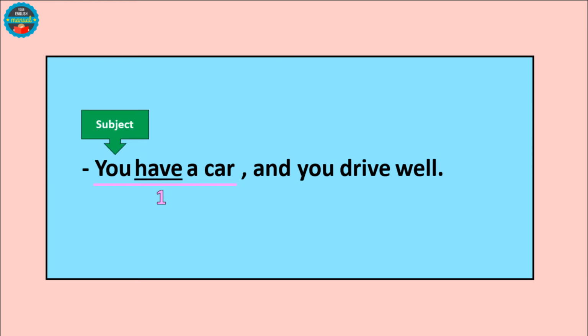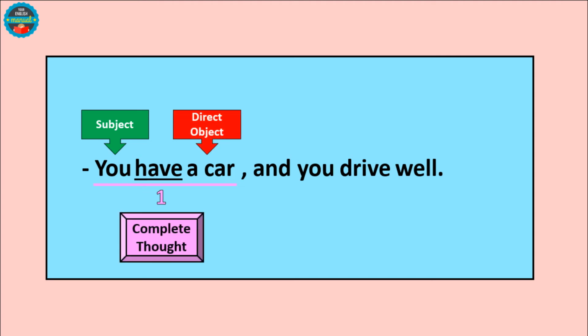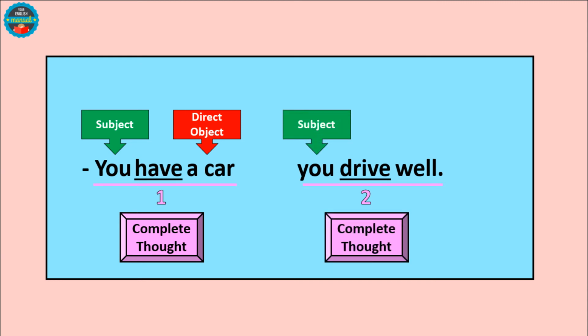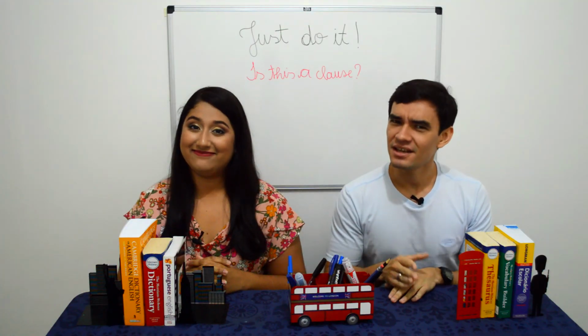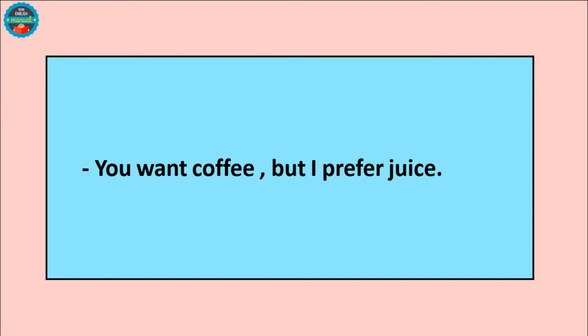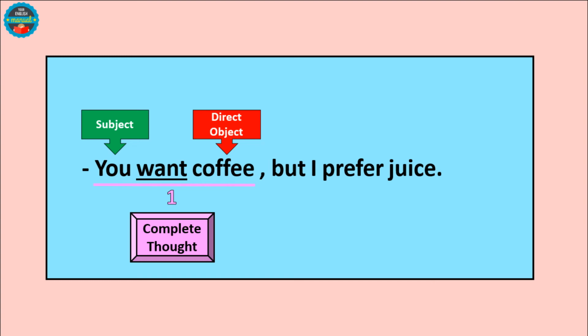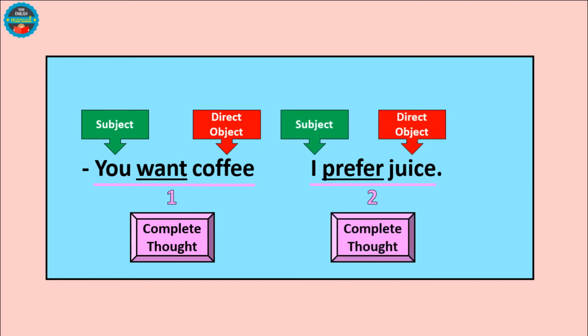The subject, you, and it expresses a complete thought. And the second one is, "You drive well." The verb is to drive, the subject, you, and it expresses a complete thought. These two clauses are connected by the word and. They can even have different subjects. "You want coffee, but I prefer juice." The first clause is, "You want coffee." The verb, to want, the subject is you, and with a complete thought. And the second clause is, "I prefer juice." The verb to prefer, the subject I, with a complete thought.